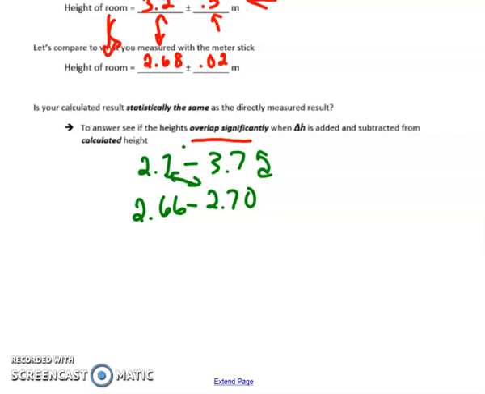We're just learning this. So if I take my value, I'm saying it's somewhere between 2.7 and 3.7. All right, I just added and subtracted 0.5 from my value. The actual one is somewhere between 2.66 and 2.70. So the question is, is there much overlap between these two? And the answer is no, right? So mine is barely on the edge of that, and then it goes way above. So I would say it's not statistically the same.